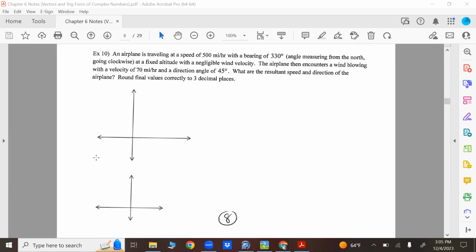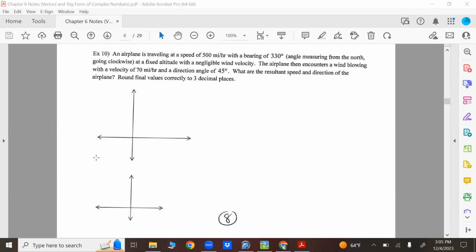5 miles per hour, bearing. So bearing is when you start with the north direction. You go walking, so like pointing north, you're going in this direction here. I'll show you. The airplane flies at a fixed altitude, but then it encounters a wind. The wind blows in that direction, with that magnitude. What is the resultant speed and direction of the airplane to 3 decimal places?